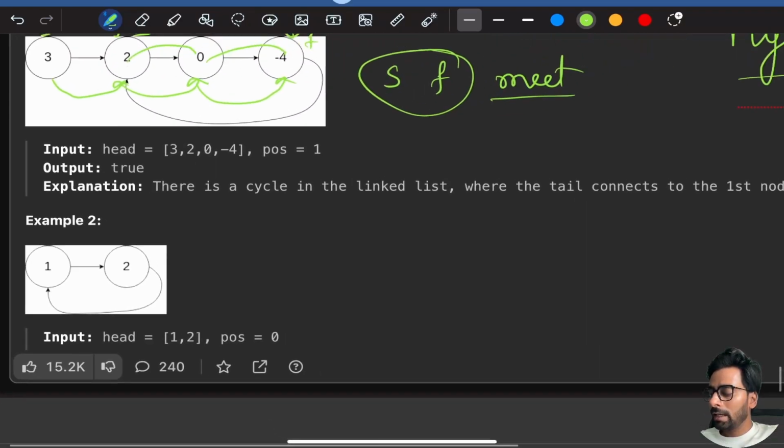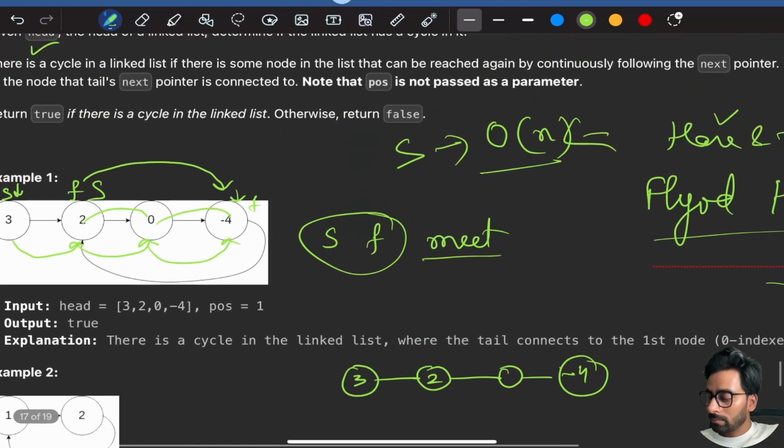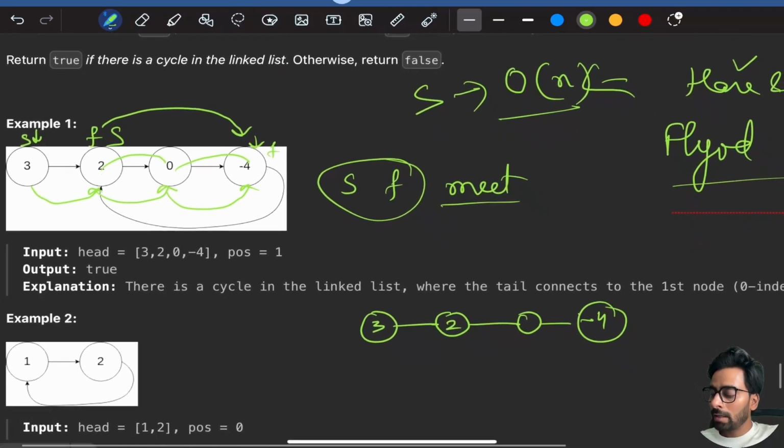But if we take another example, let's create a cycle. Oh, sorry, I missed this part. This was already having a cycle. So fast will come here and meet the slow. So basically they are going to meet. Fast will go to the second node and slow is already there. So they are basically meeting at that position. That means it's a cycle.